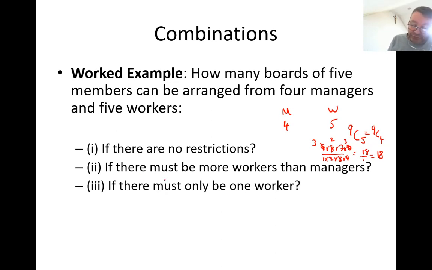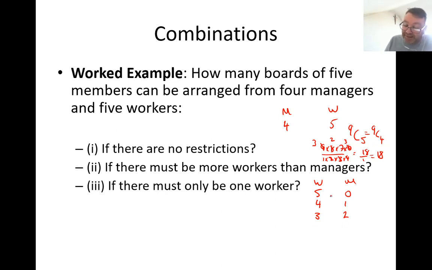Okay, if there must be more workers than managers. Now here's where we've got to slow down, okay? We've got 4 managers and we've got 5 workers, but we want more workers than managers. Doesn't that mean that we could have 5 workers and no managers, or 4 workers and 1 manager, or 3 workers and 2 managers? Now if we went to 3 workers and 2 managers, that would be too many workers. So we have to have more workers than managers. So if we went from 2 to 3, I should say, we'd have too many managers. So we can't have that.